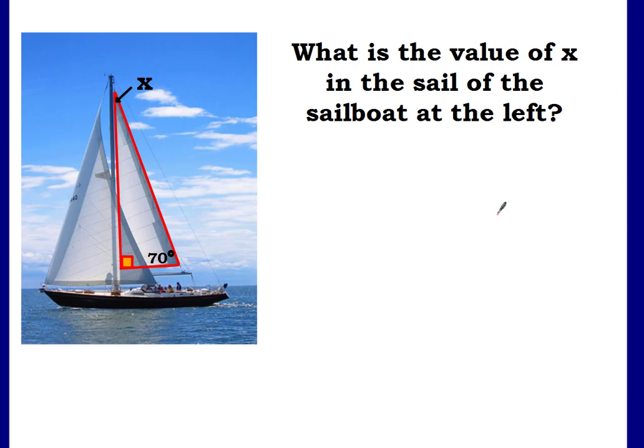Okay, what about this one? What is the value of X in the sail of the sailboat on the left? Okay, well, I see one angle is 70 degrees. The other angle is a right angle, which we know measures 90 degrees. And I want to find X. So I'm going to do the same thing. I'm going to take 180, and from that I'm going to subtract 90 plus 70, which is 160, and you get 20 degrees. So the measure of angle X would be 20 degrees.